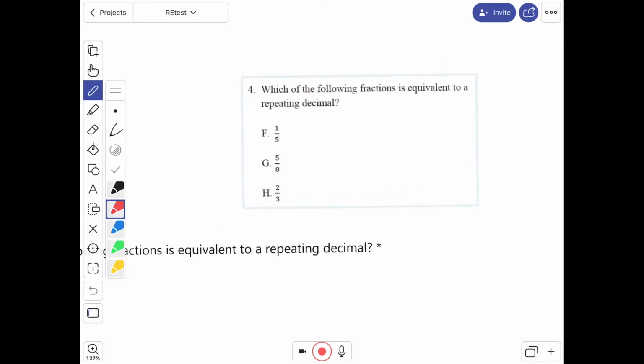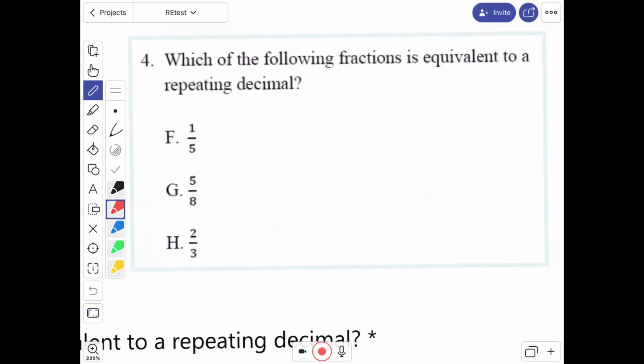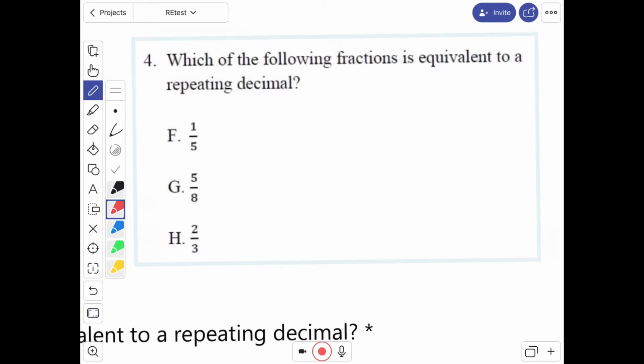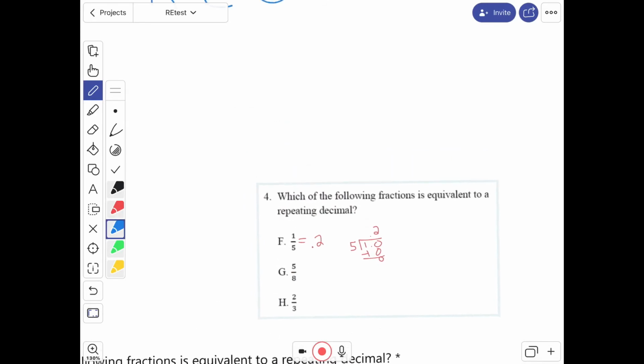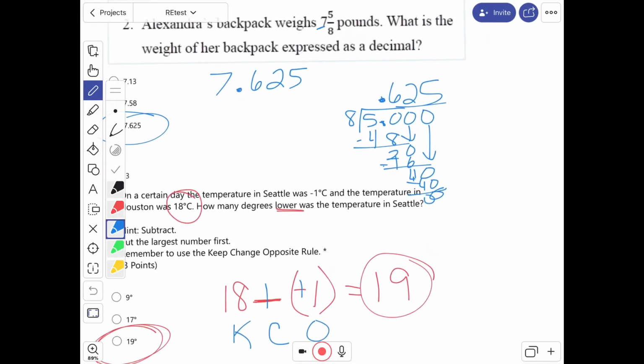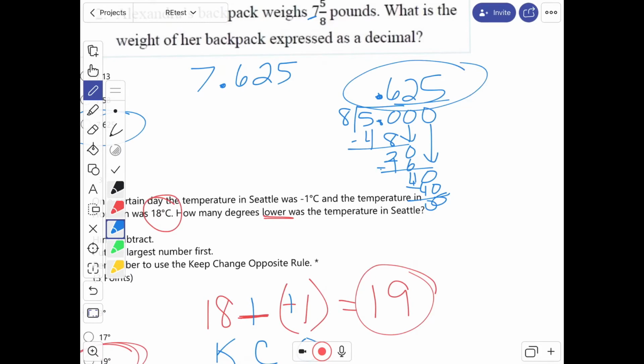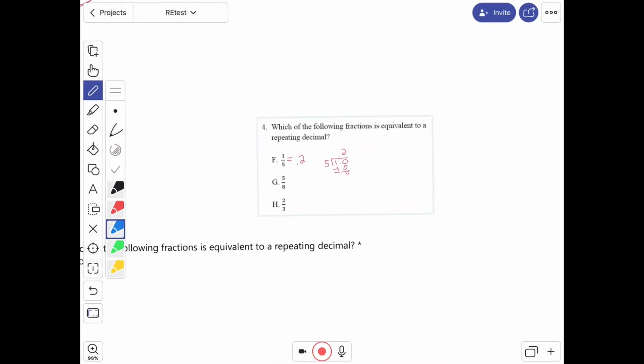Number 4. Which of the following fractions is equivalent to a repeating decimal? Again, you were supposed to memorize those, but if you didn't, you can divide. 5 goes into 10 twice. So 1/5 is the same as 0.2. We just did 5/8 right here. So 5/8 is 0.625.